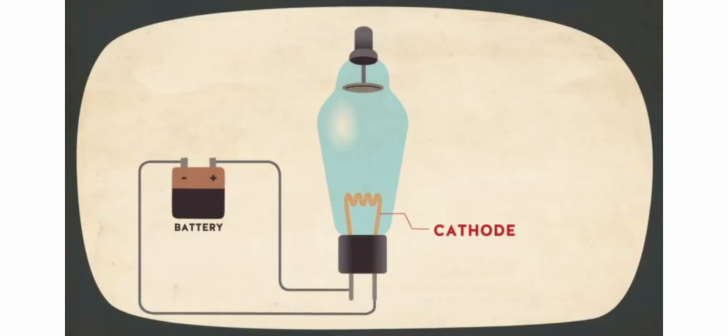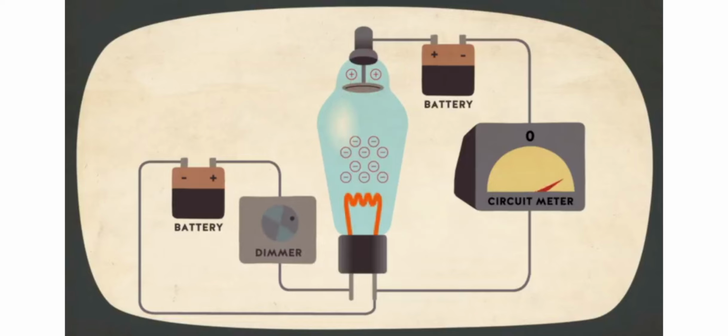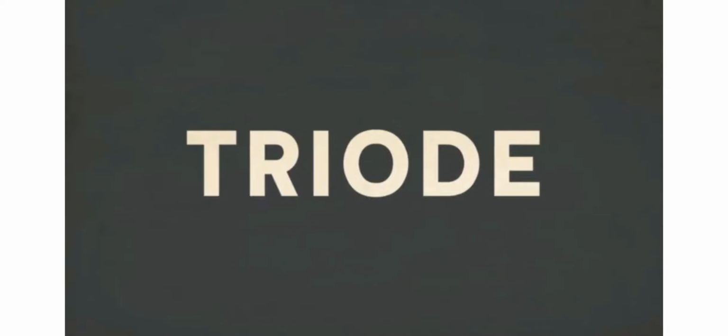Applying a voltage to the cathode makes it heat up and release electrons. If the anode is at a slightly higher positive potential, the electrons are attracted to it, completing the circuit. This unidirectional current flow could be controlled by varying the voltage to the cathode, which makes it release more or less electrons. The next stage was the triode, which uses a 3rd electrode called the grid.